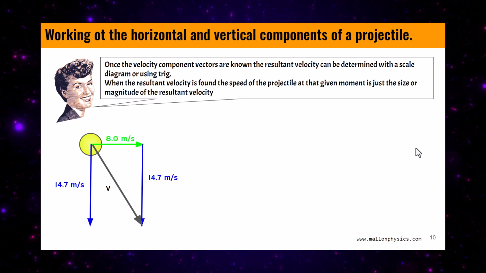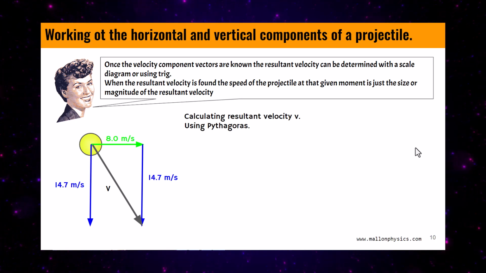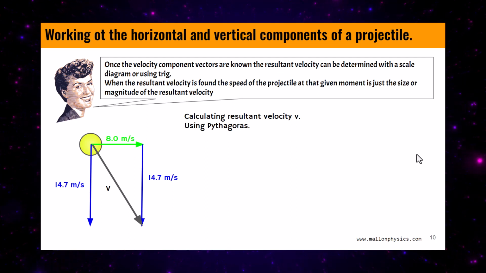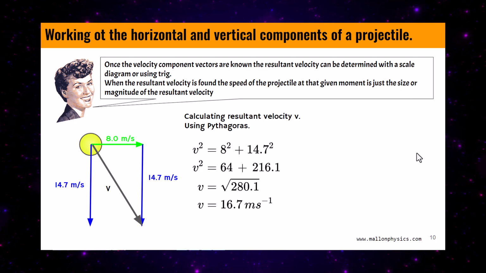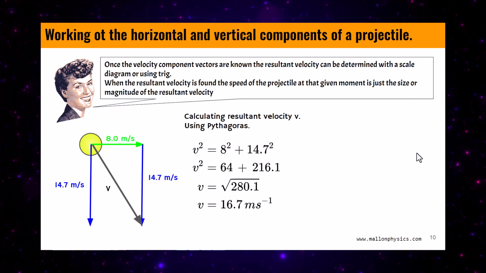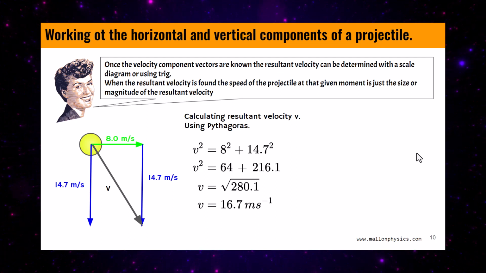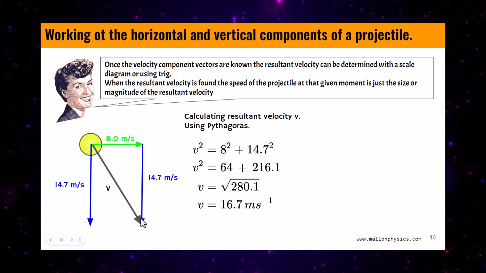You'd find V by using Pythagoras, and you'd use Pythagoras as follows. You can see we've got a hypotenuse and a right angle triangle, and therefore the maths of it is quite simple. V squared is going to be 8 squared plus 14.7 squared. And when you do the maths of that, you get V equals 16.7 metres per second. So the resultant velocity of that ball is 16.7 metres per second.